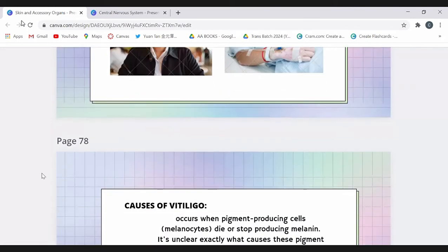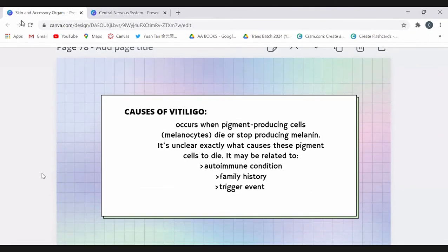Next slide. So causes of vitiligo: it occurs when pigment-producing cells or the melanocytes die or stop producing melanin. It's unclear exactly what causes these pigment cells to die, but it may be related to an autoimmune condition, family history, and a trigger event. Next slide.